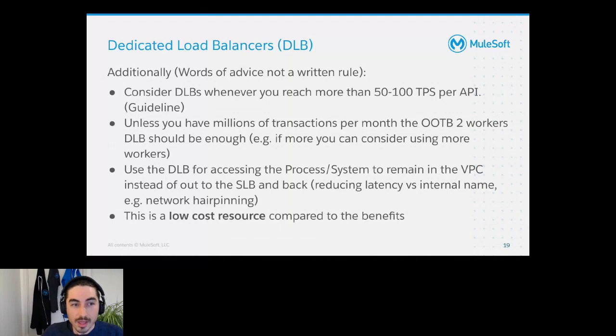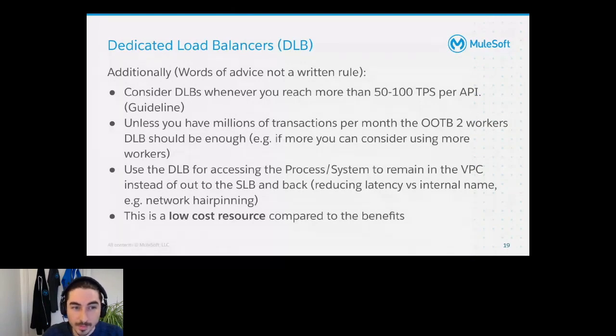Again, the second point, unless you have millions of transactions per month, the out-of-the-box 2 workers dedicated load balancer should be enough. If you need more, you can consider just adding more workers to your dedicated load balancer, and that way you solve the issue.